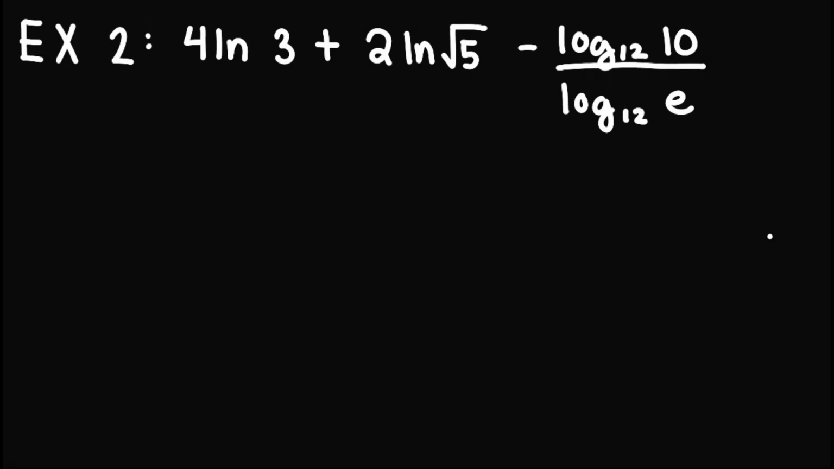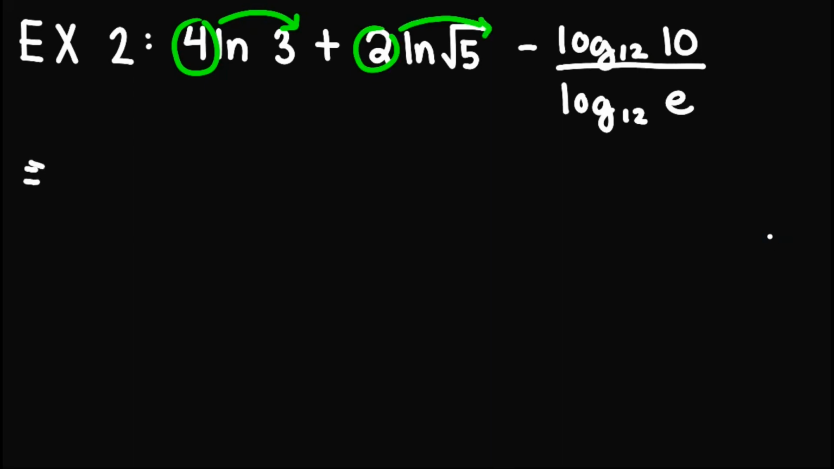We've got 4 ln 3 plus 2 ln of the square root of 5 minus the logarithm of 10 with respect to base 12 over the logarithm of e with respect to base 12. So as you can see, these terms cannot easily be simplified like how we had in the first example. So this time we'll apply the laws of logarithm. First, note that we can move this 4 to the exponent of 3, and same with the 2.